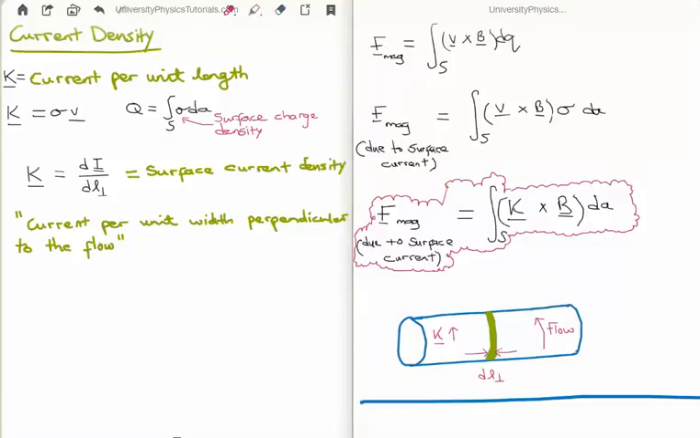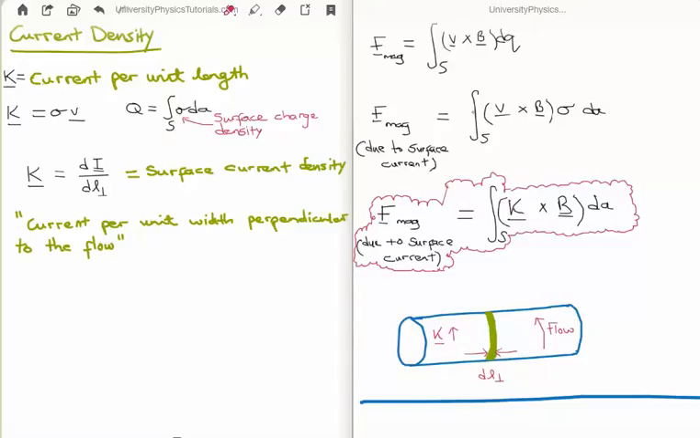Now, another way of looking at this is saying that capital K is the surface current density, and that it is the current per unit width perpendicular to the flow. The important point to note here is that it is perpendicular to the flow, and I will show you a diagram later on which should illustrate this better. So for the moment, I think the best way to think about capital K is that it is the surface current density, rather than thinking of it as the current per unit width perpendicular to the flow. So if you think surface current density, you know that it comes from the surface charge density multiplied by the velocity of the charge.